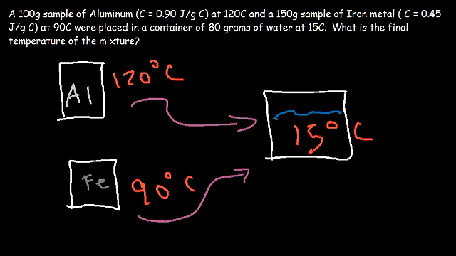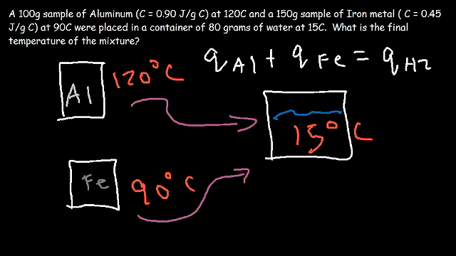So on the left side of the equation, we're going to put the substances that are releasing heat energy. So that's Q for aluminum, plus the Q for Fe, because they're both releasing energy. And on the right side, we're going to put the substances that are absorbing energy. In this case, only water absorbs energy. Now, we need to add the negative sign to either side of the equation. But let's add it to the right side.